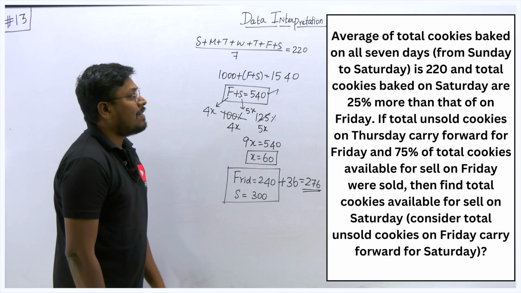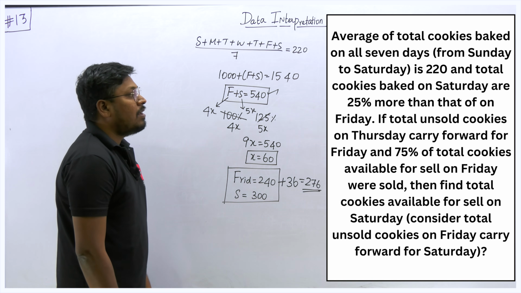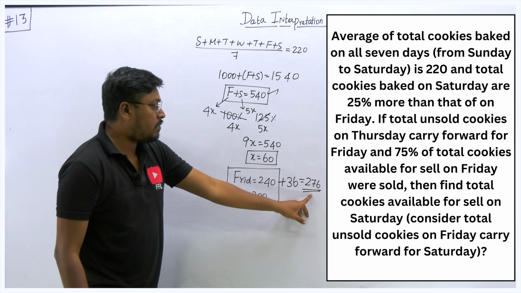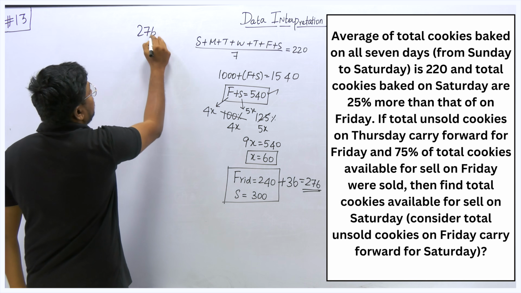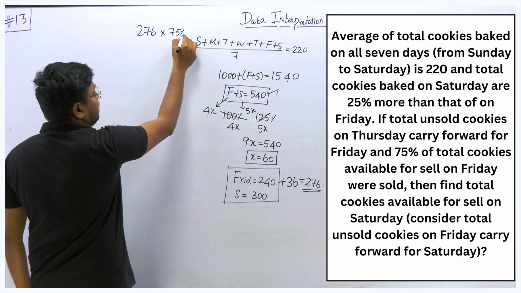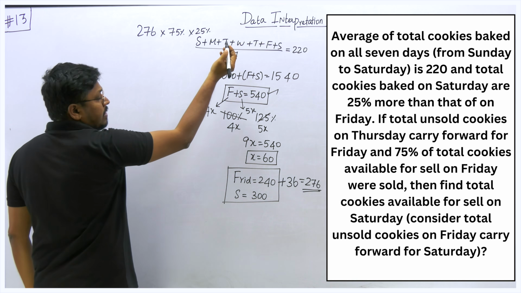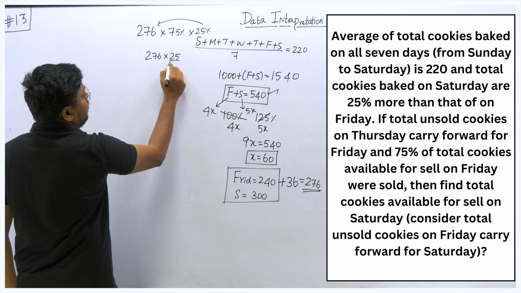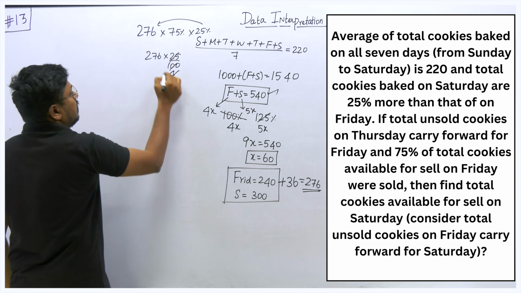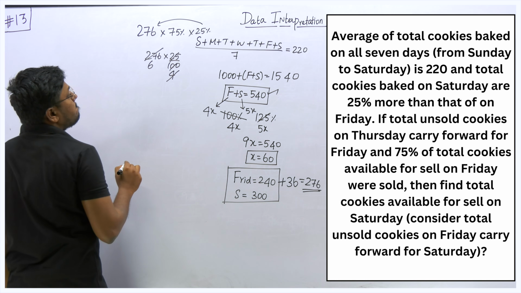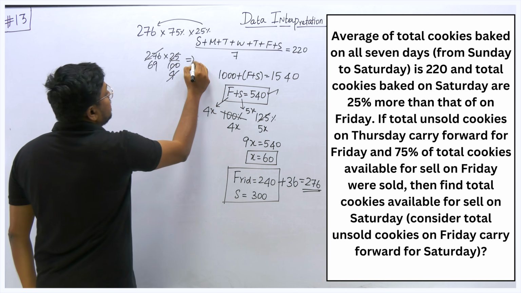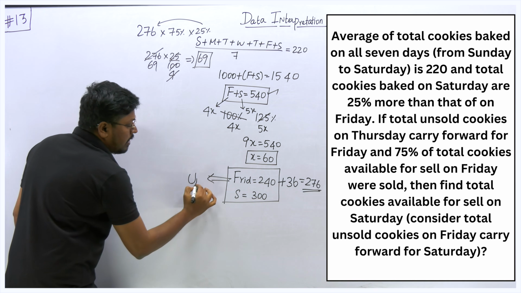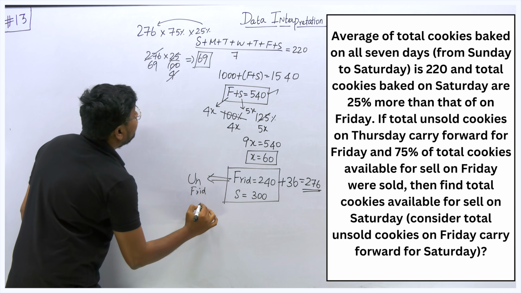And what they have given: 75% of the cookies available to sell on Friday were sold. So out of 276, 75% were sold. Then the remaining 25% will be unsold. So we can find the unsold: 276 times 25 by 100, which is 1 by 4. So 6 4s are 24, and the answer is 69. So 69 cookies were unsold on Friday.